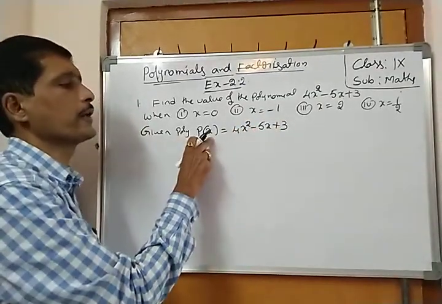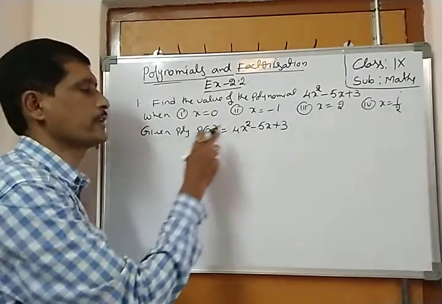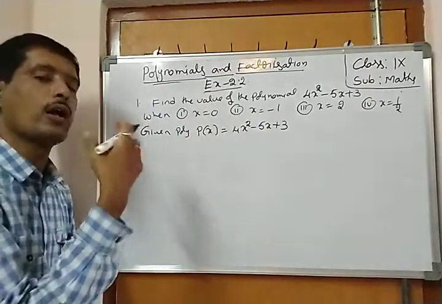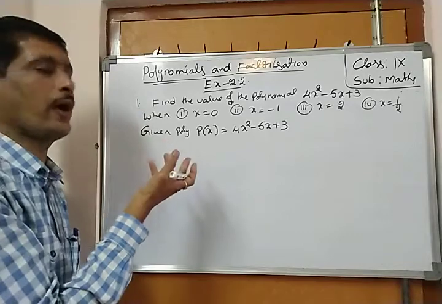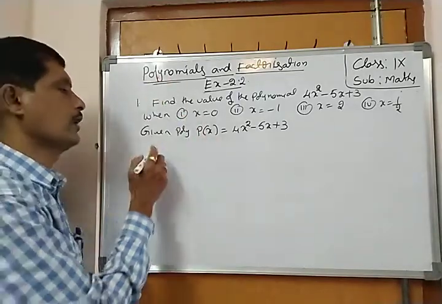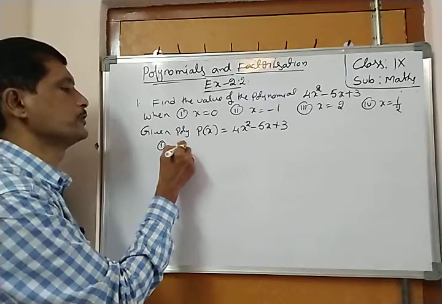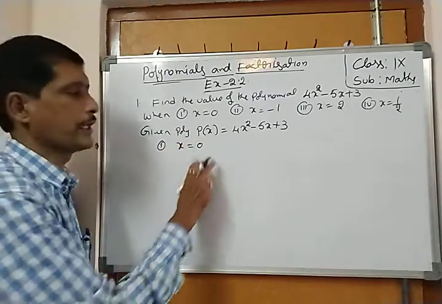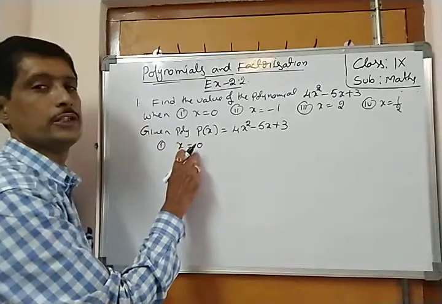Here, why do we write p of x? All the variables are x, therefore p of x is right, or we can write g of x, r of x, whatever it may be. Next, find out the value for x equals 0, x equals minus 1. First one is x equals 0. x equals 0 means x is replaced by 0.